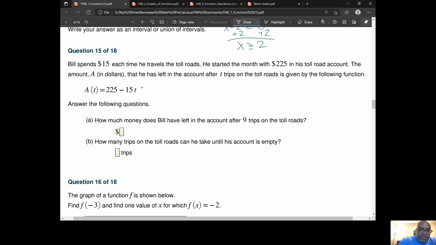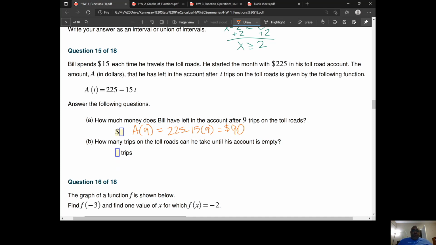So how much money does he have after 9 trips on the toll roads? So that is A of 9, and that is equal to 225 minus 15 times 9. You can put that in your calculator exactly like that, parentheses and everything, and you end up with $90.